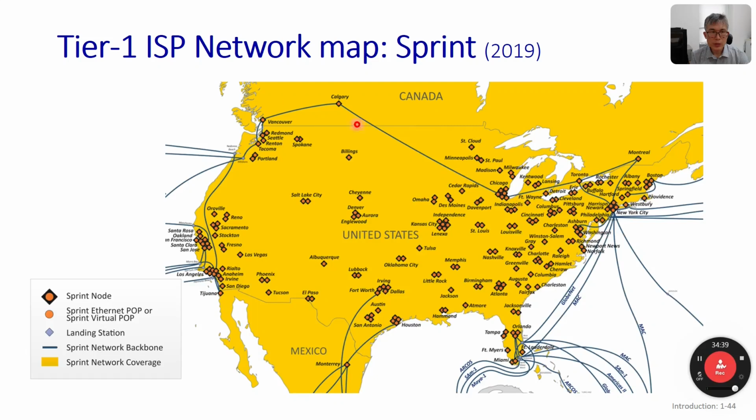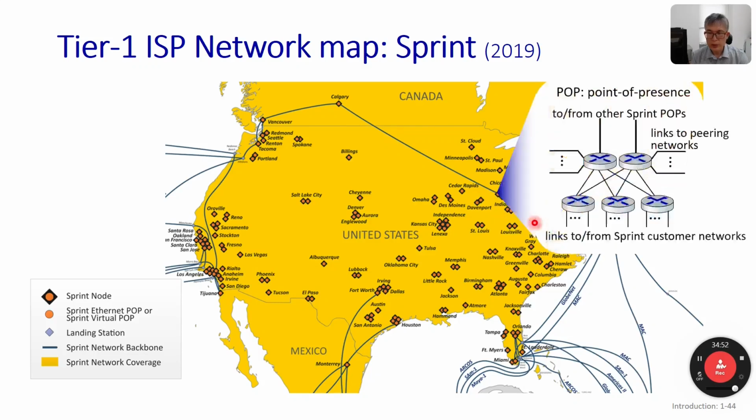This is the tier 1 Sprint network in the United States. Many Sprint nodes are interconnected here. So the concept of POP, point of presence, is a group of routers.